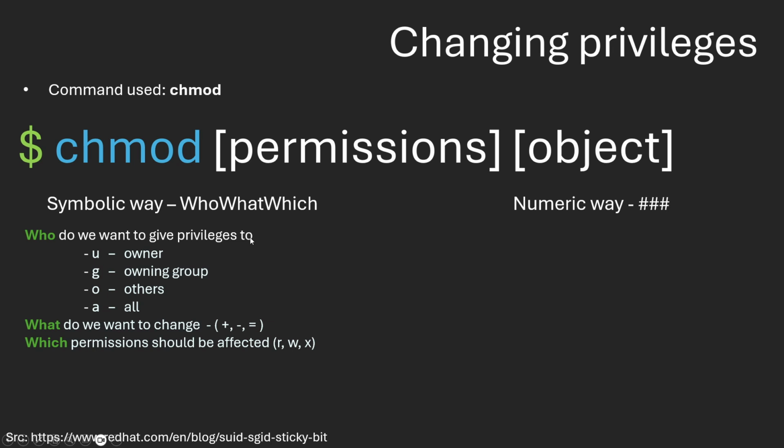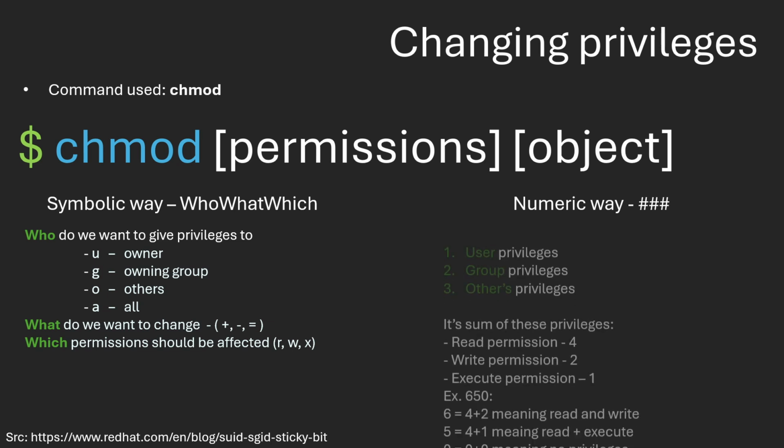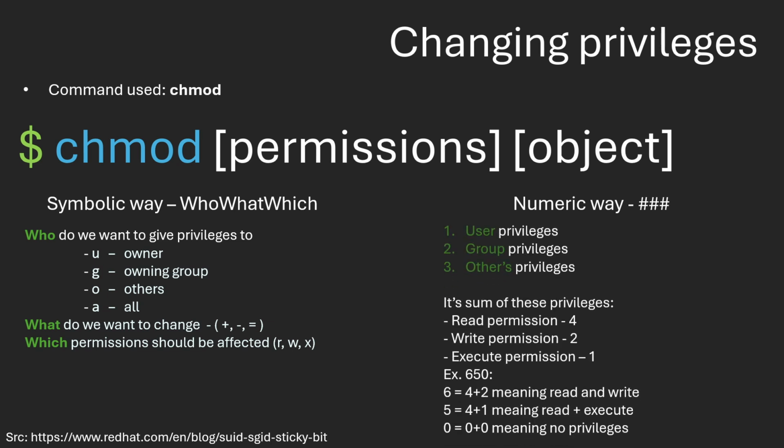But now, our cool thing is the numeric way. You're gonna find it pretty often, as it's mostly preferred, but it's a bit harder to read because it's a set of numbers. First number is user privileges, so the privileges for the owner. Second number is the group privileges, and the third is others privileges. As you see here, for example, we have this 650, which will be just chmod 650 file.txt.